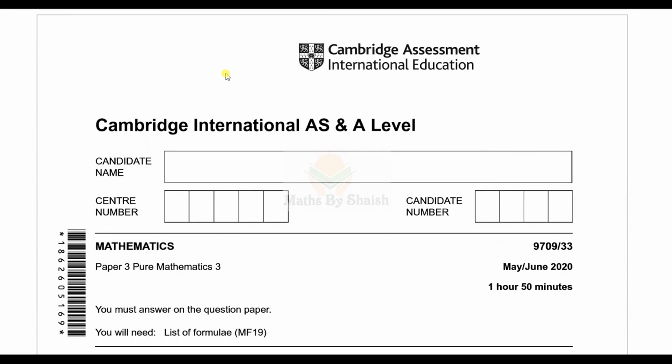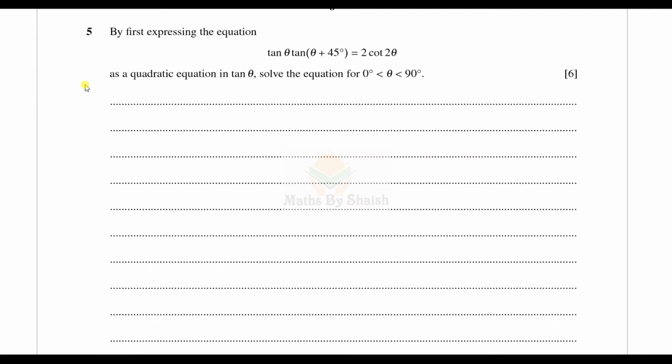Hello everyone, welcome back. In this video we are going to discuss the next three questions, question number 5, 6 and 7 of this May June 2020 series. That code is 33970933. So let's begin.